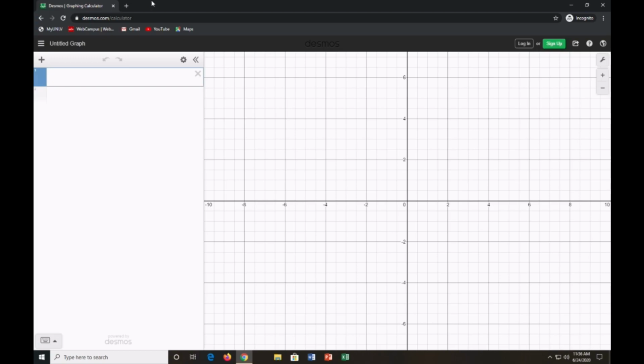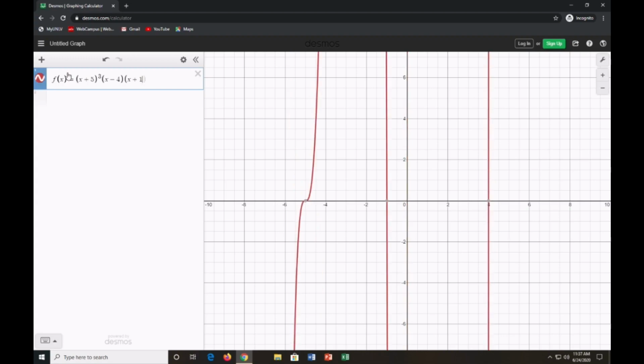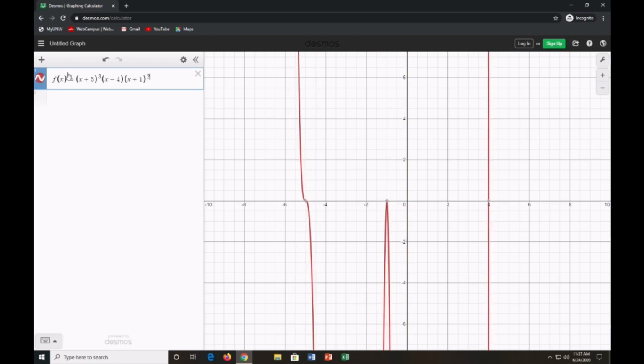The first polynomial was f of x equals (x plus 5) to the third power, times (x minus 4), times (x plus 1) squared.